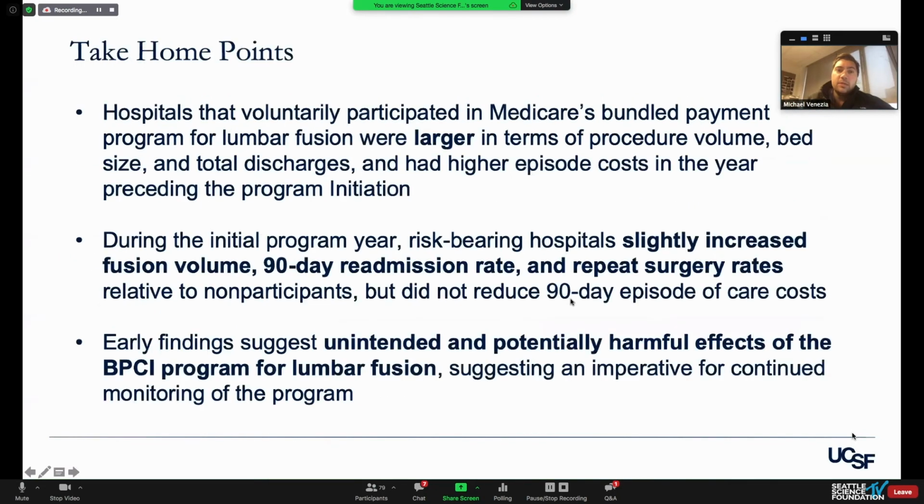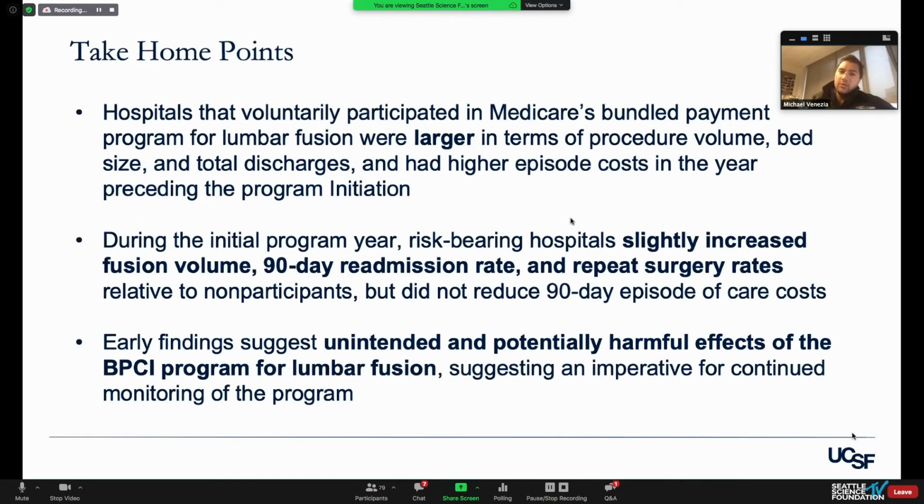For the sake of time, we'll just go through some of the take-home points: these hospitals that voluntarily participated in the bundled payment program tended to be larger in terms of procedural volume and total discharges, and they had higher episode costs preceding the year, which could affect some of those numbers. And these risk-bearing hospitals slightly increased their fusion volume as well as their 90-day readmission rate and repeat surgery rates, while failing to reduce costs. So the early findings suggest a possibly unintended and potentially harmful effect of these BPCI programs.